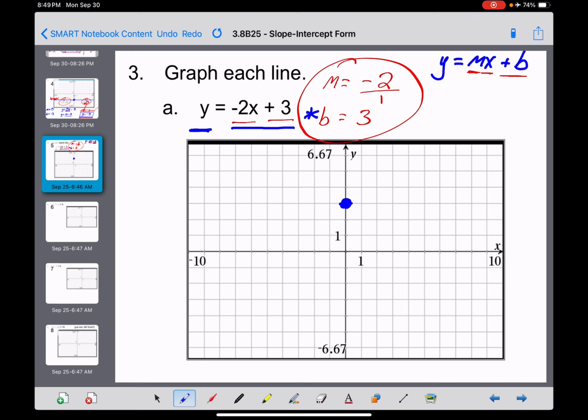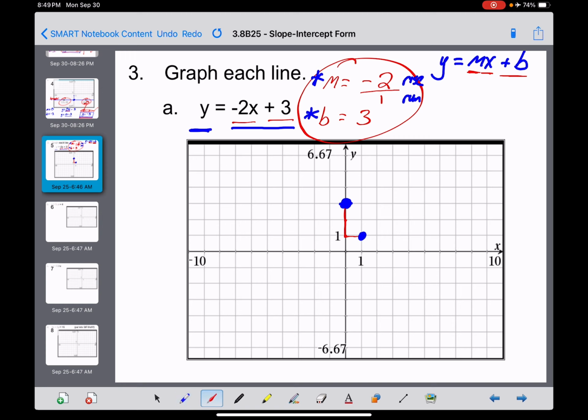Now from there, we use our slope as a set of directions. Rise of -2 and a run of +1. So we go vertically now, and a rise of -2 means we go down 2. So from this blue dot, I'm going to go down 1, down 2, and then a run of 1 means we go 1 unit to the right. So we went down 2, right 1, and then we put another big blue dot right there. Now those two blue points are the points that our line passes through.